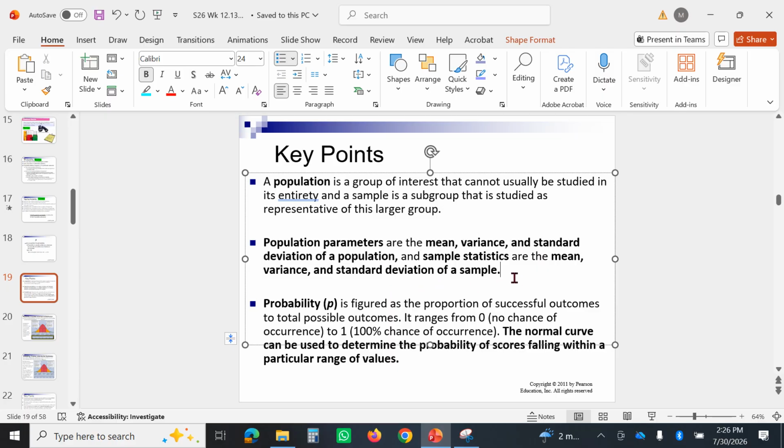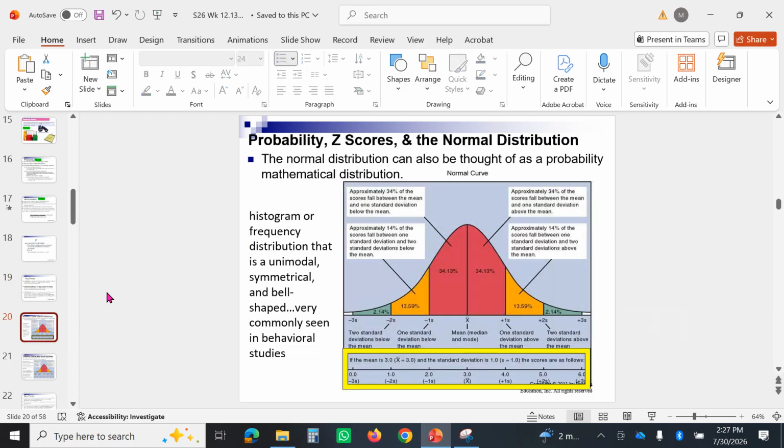We're able to calculate it. You guys did very well there on quiz 2 and test 2, calculating your standard deviation and variance. We're going to take that a step further. And there's your probability P. It's figured as the proportion of successful outcomes to total outcomes, ranges from 0 to 1. And the normal curve can be used to determine the probability of scores falling within a particular range of values. All right, let's hit it.